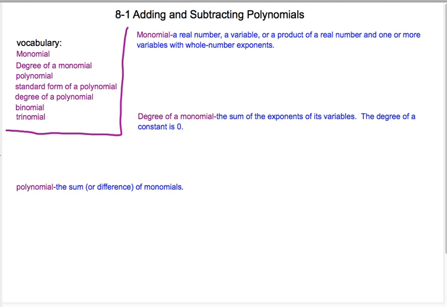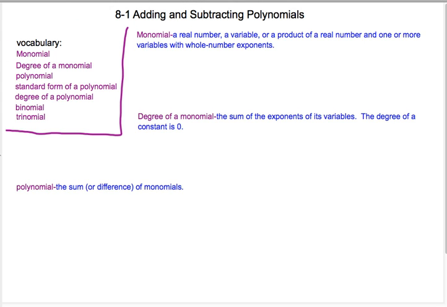Hello, in this video we're going to learn about adding and subtracting polynomials. On the left here I have a list of vocabulary terms that I'm going to be using during the lesson. First one, monomial, is a real number, a variable, or a product of a real number and one or more variables with whole number exponents.